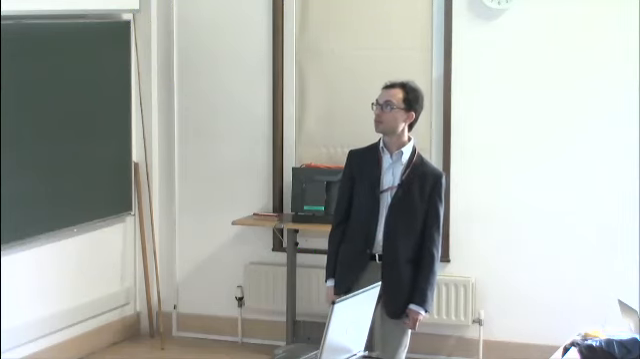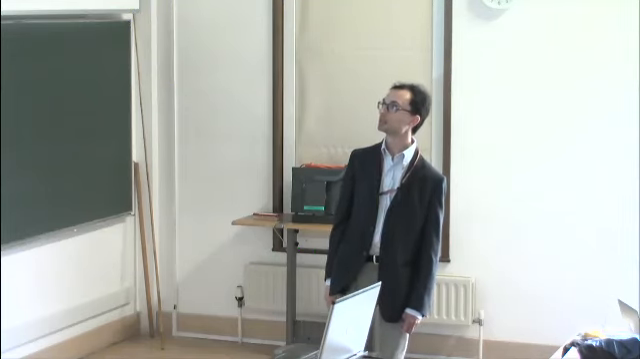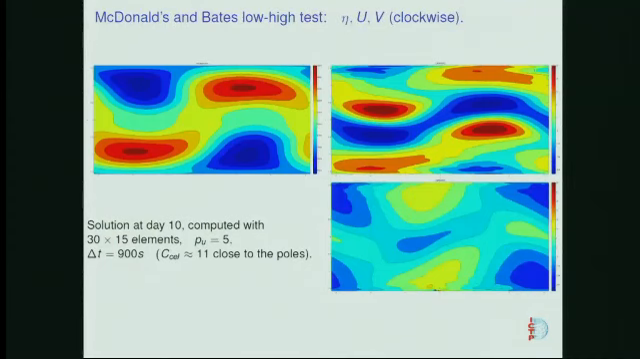The final test I want to show you is quite severe for the long-lat coordinate choice, since it's the McDonald and Bates low-high test. You have a flow crossing the poles with a low and a high at both sides of the poles, and this system is rotating around the pole, and after 10 days you have this solution with the low-high pattern that takes again the initial orientation.